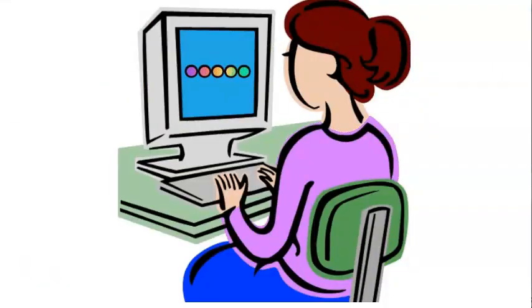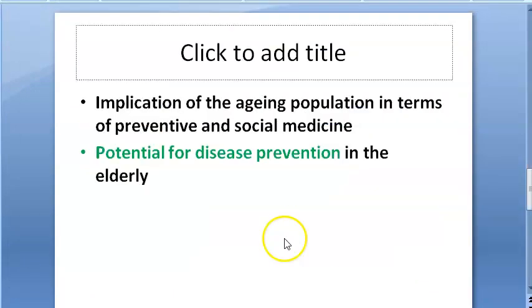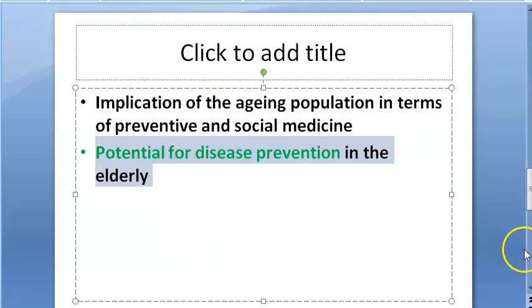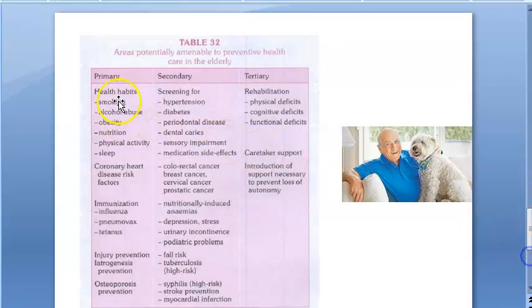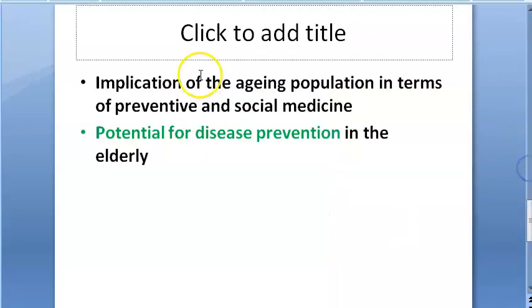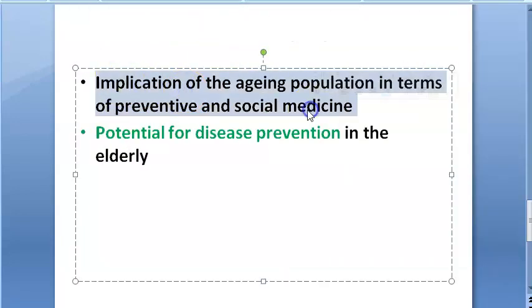Okay. We're almost done with this video, guys. We just have to cover this implication of the aging population in terms of preventive and social medicine. Potential for disease prevention. We already covered this disease prevention, remember? Primary prevention, secondary prevention, tertiary prevention. We already finished. We just have to look at only one more point. Implication of the aging population in terms of preventive and social medicine.